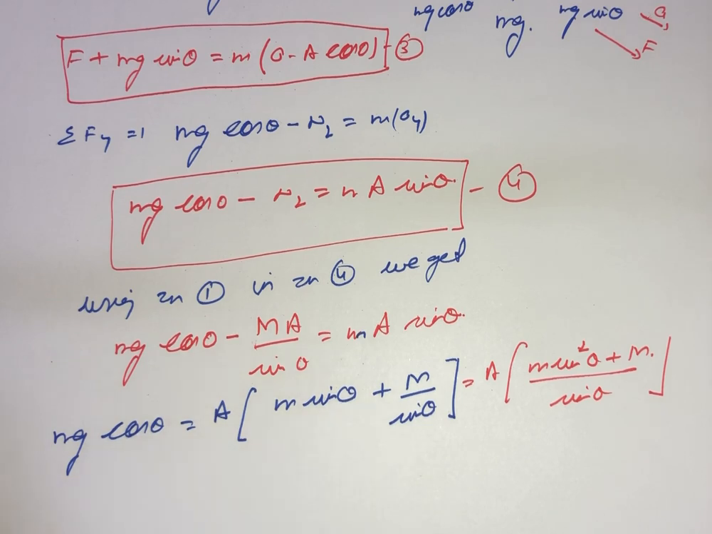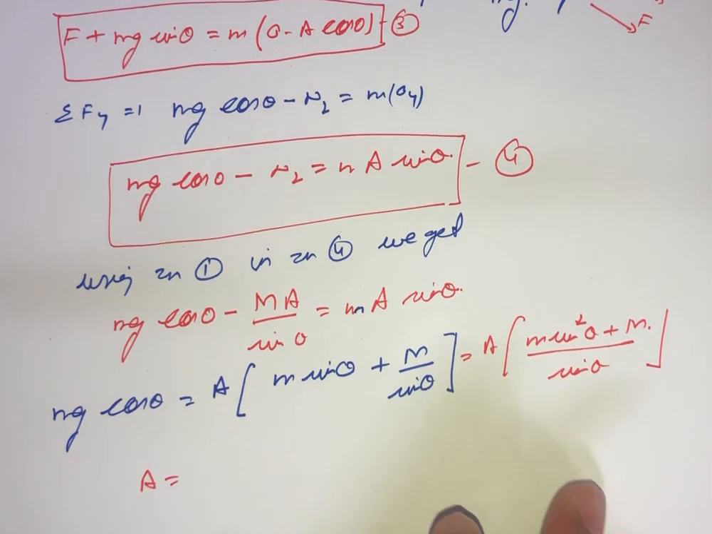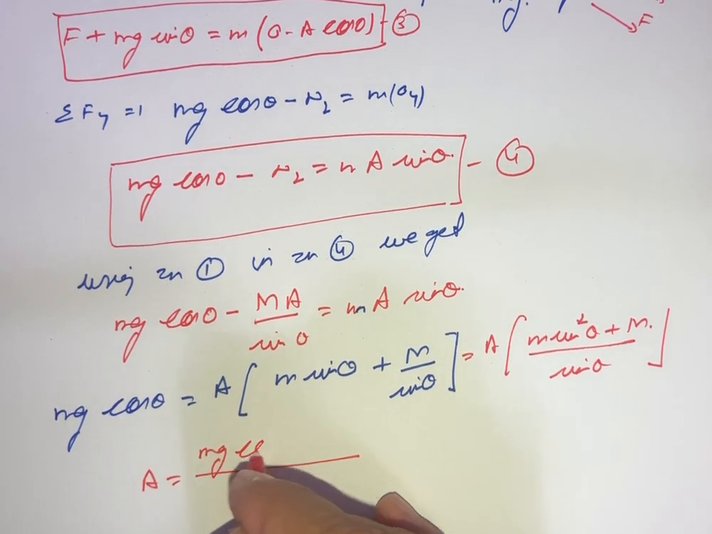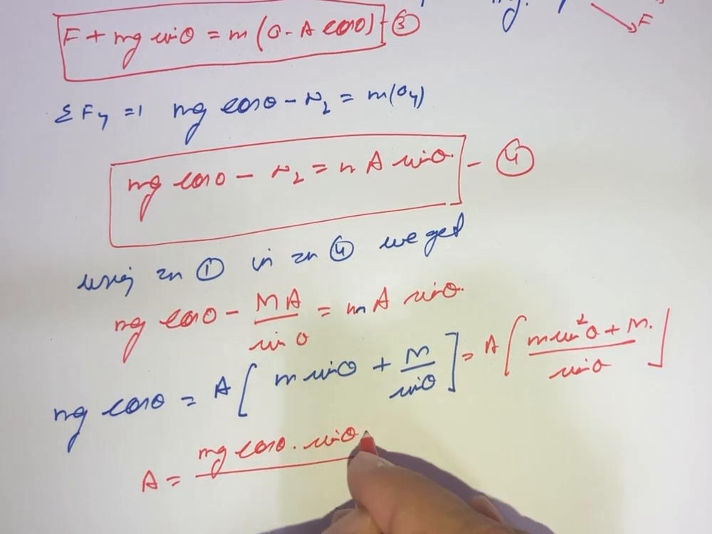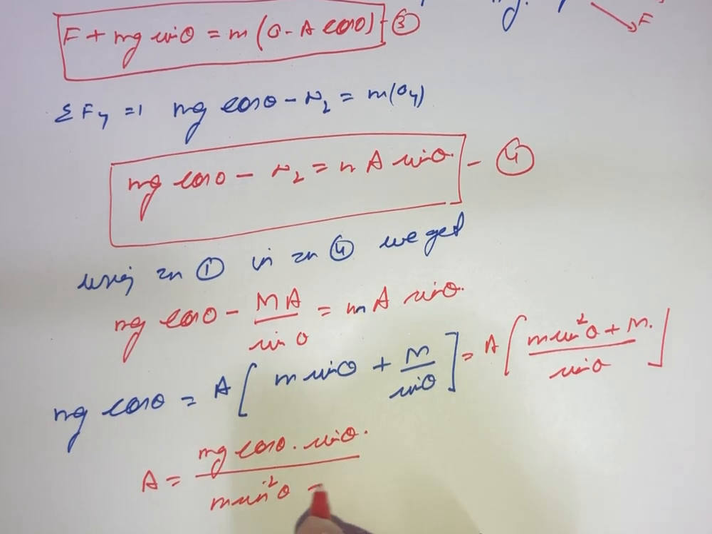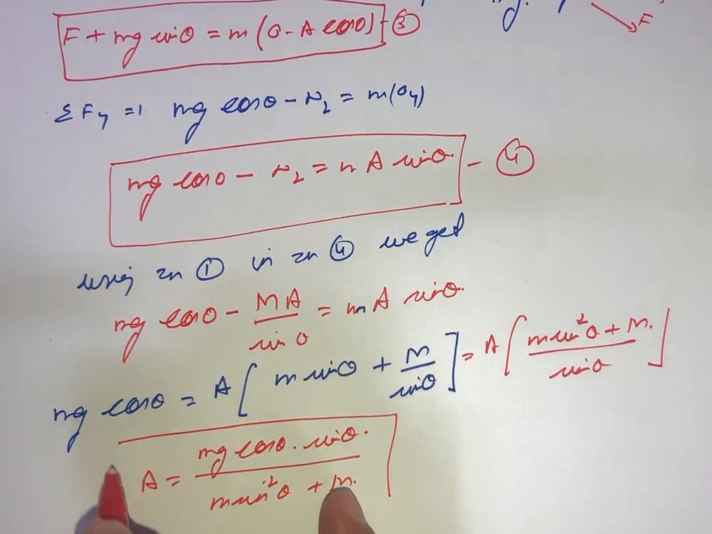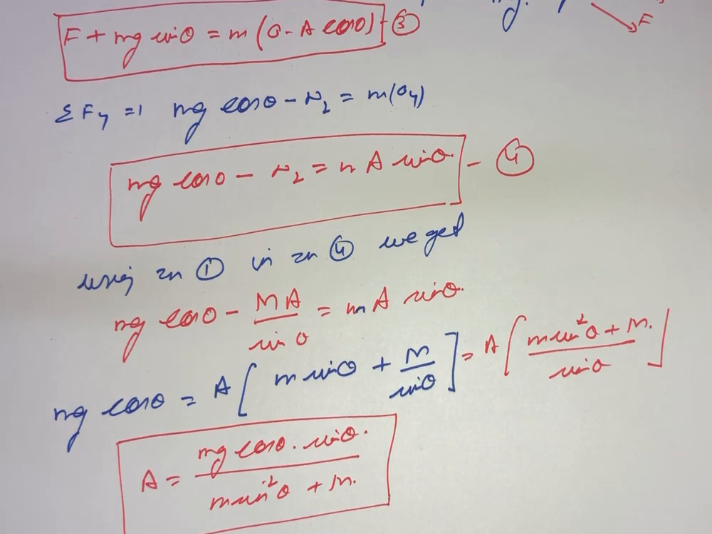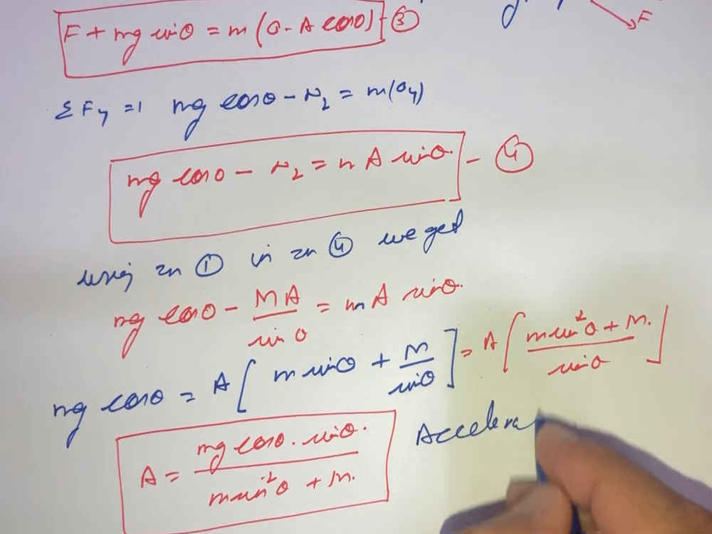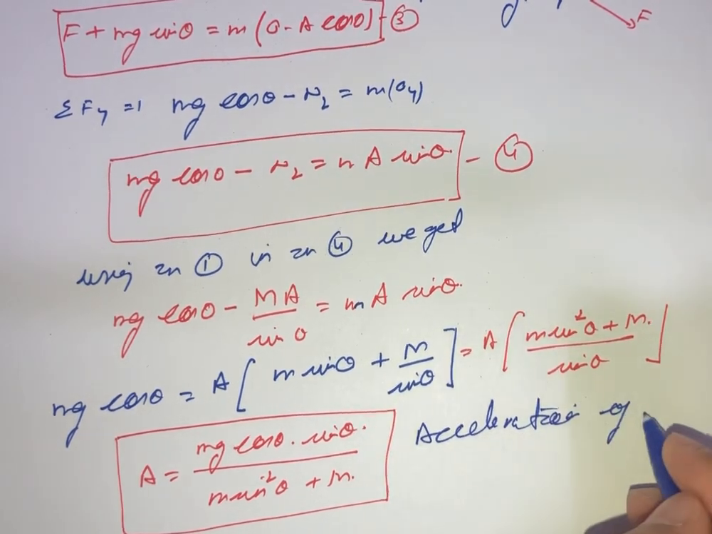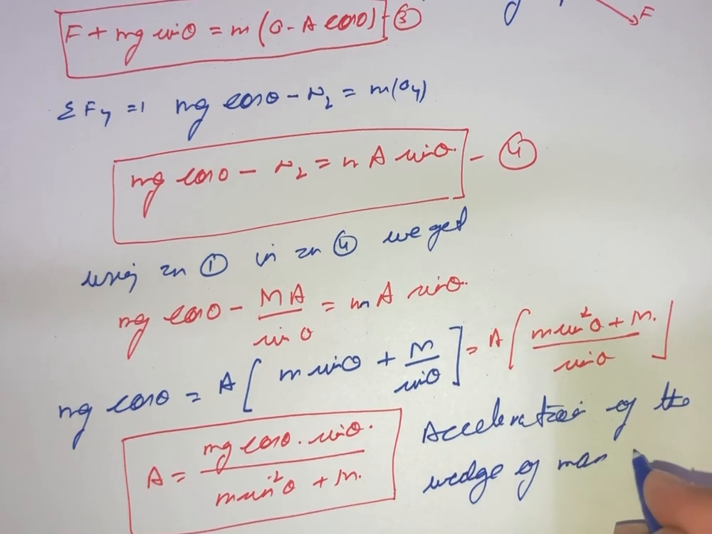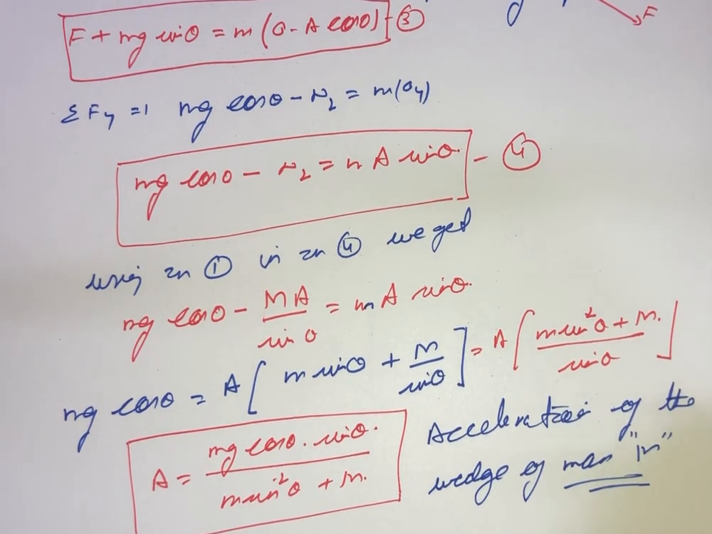From here you can say that A will be equal to mg cos theta multiplied by sine theta and divided by m sine square theta plus capital M. This is the acceleration of the wedge of mass capital M.